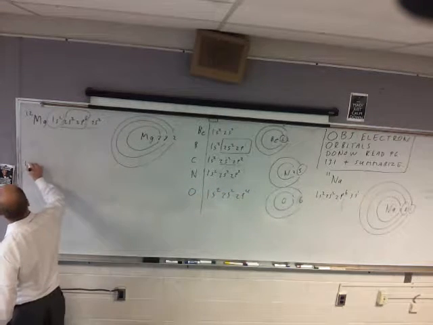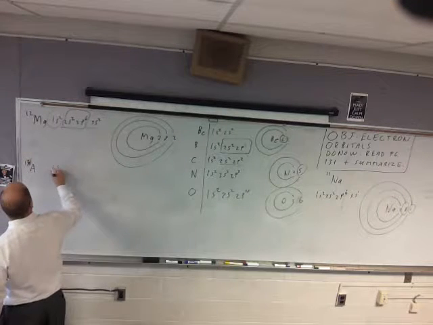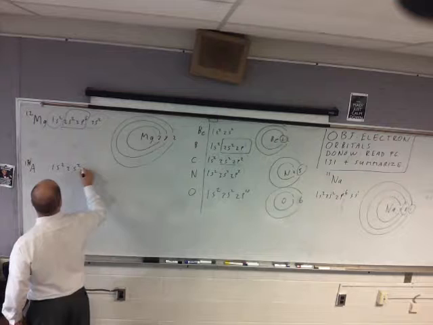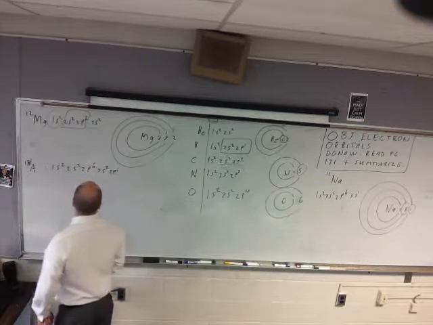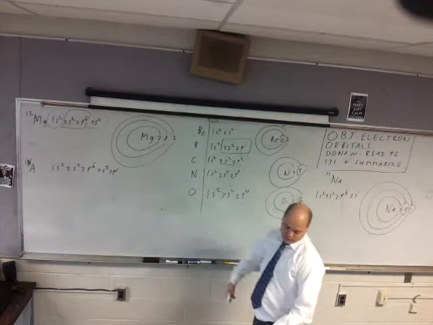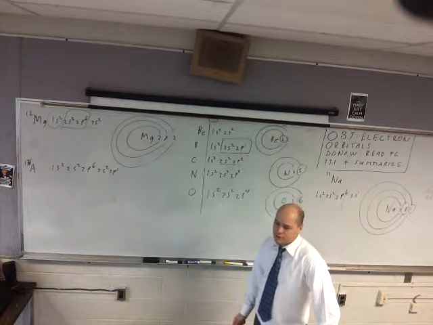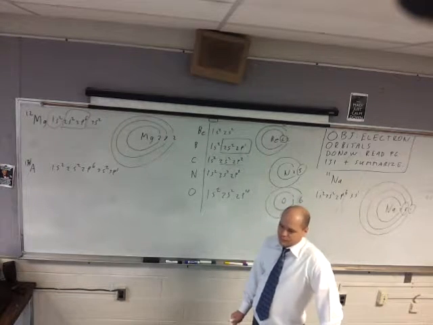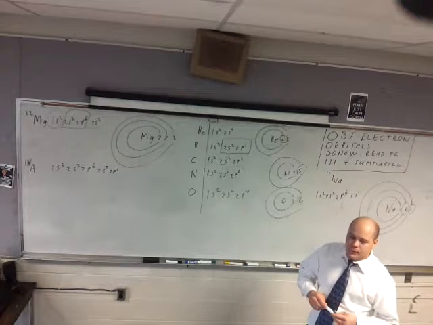Aluminum. Oops, that's a 3. 1s2, 2s2, 2p6, 3s2, 3p1. Silicon is going to be 3p2, phosphorus is going to be 3p3, and so on. Again, it's helpful if you look at the periodic table. Kind of makes a little bit of sense.